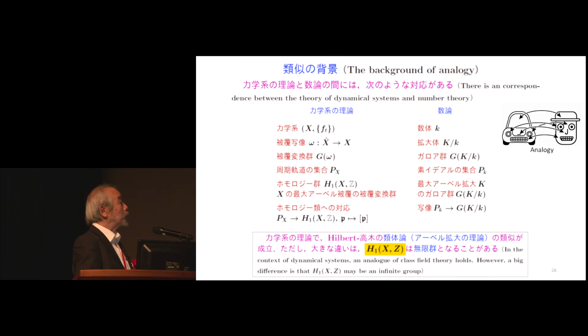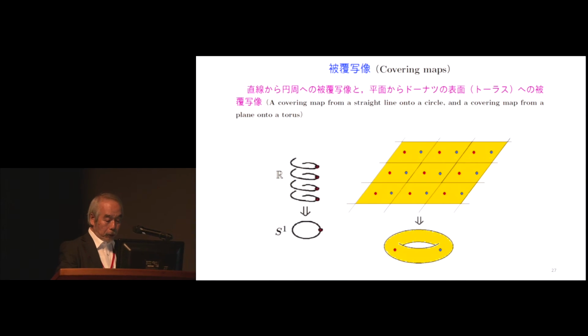In the context of dynamical systems, an analog of class field theory holds. However, a big difference is that the homology group may be an infinite group. The classical class field theory may be different from the contemporary method. The classical theory dealt with only finite groups. However, in contemporary mathematics, we have to think about infinite groups.